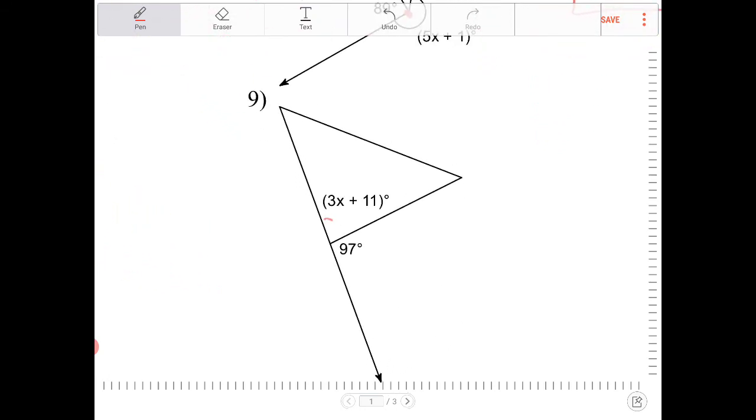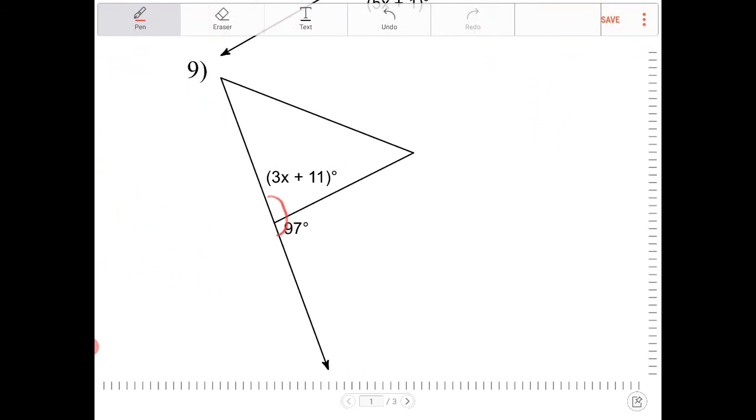Again, I have a linear pair, lots of linear pairs in this problem set. So I have 97 plus 3x plus 11 is equal to 180. I get 3x plus 108 is equal to 180. Subtract both sides by 108. I get 3x is equal to 72. Divide by 3. I get 24.